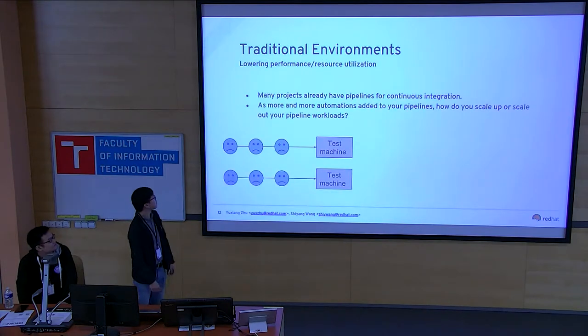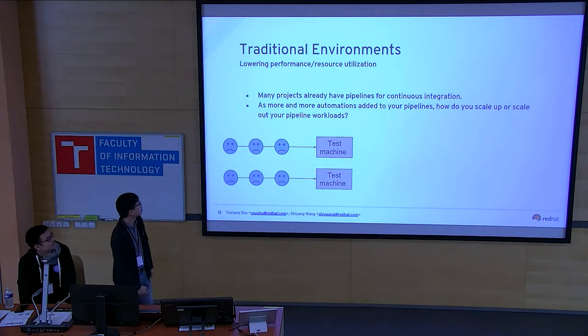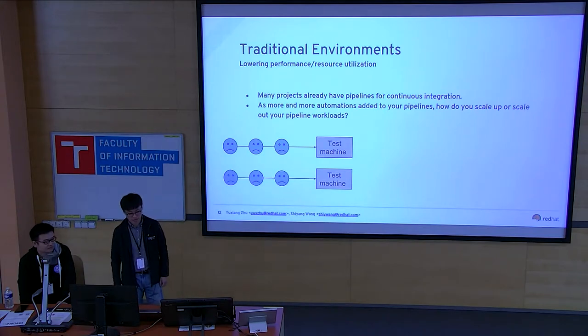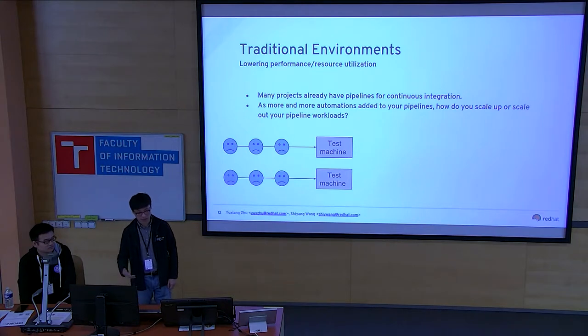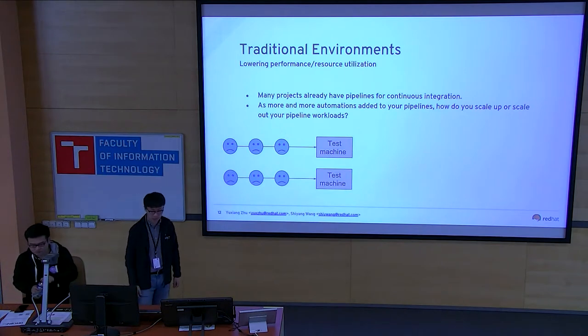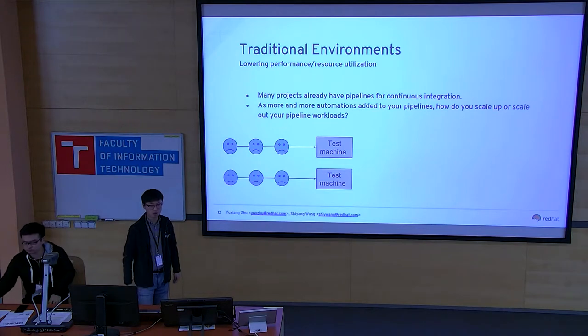The third environment problem is that some traditional environments lower performance and resource utilization. Many of your teams or projects may already have a pipeline for CI, and some of the CI may be Jenkins. Due to some reason, you might have a fixed number of slaves, and this is not really flexible sometimes.